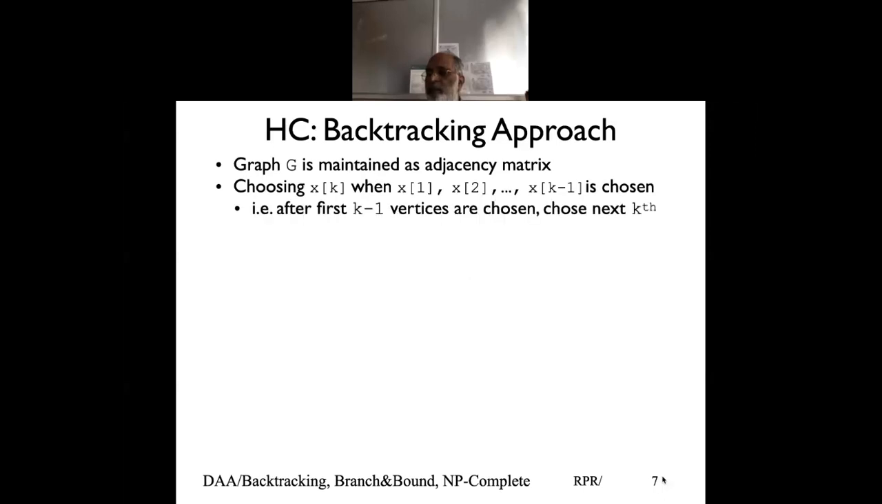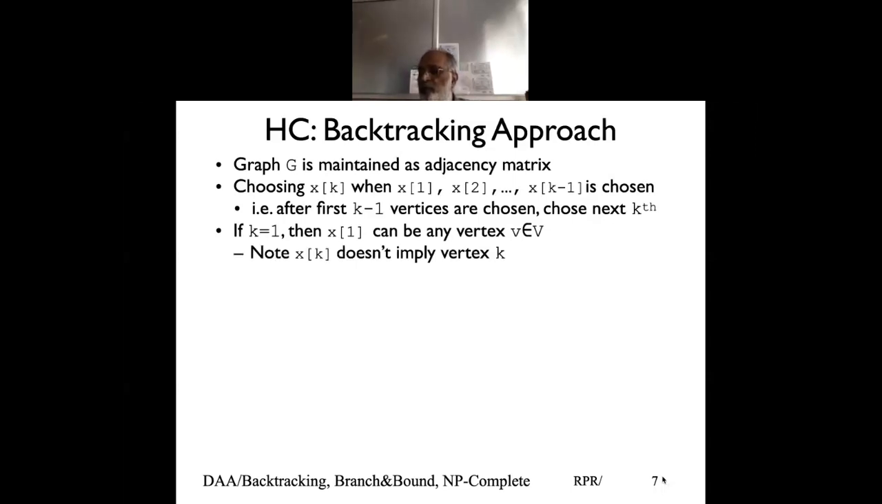Let's say I have chosen vertex x1, vertex x2. x2 does not mean vertex 2, and x(k minus 1) does not mean vertex k minus 1. It is which vertex we are choosing at the k minus 1 slot. That means our problem is, having chosen the first k minus 1 vertices, how do we choose the next vertex? While choosing that, we have to make sure that we are able to come back to the first vertex if it is the last vertex we have come to.